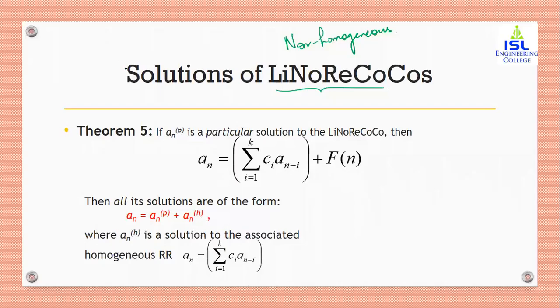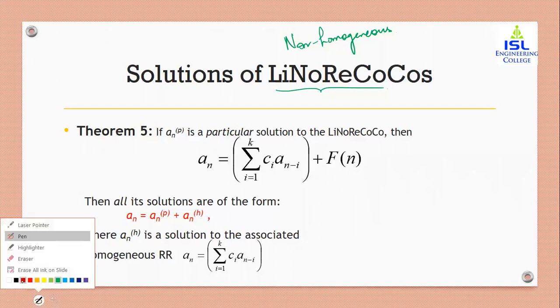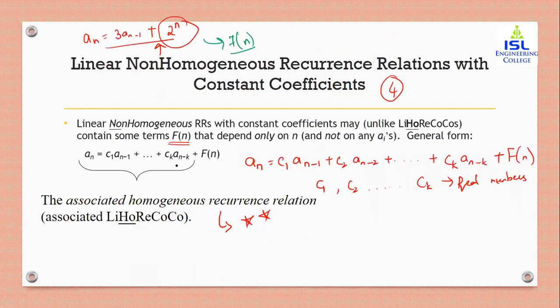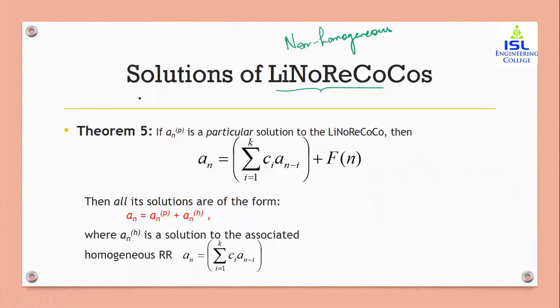Now, when we want to find the solution of a non-homogeneous recurrence relation, it will be the sum of two things, because we have two parts in our non-homogeneous relation: the associated part and the function of n. So for this solution, we will have it in two parts. One will be the solution of the associated part and the other the solution for the function of n.